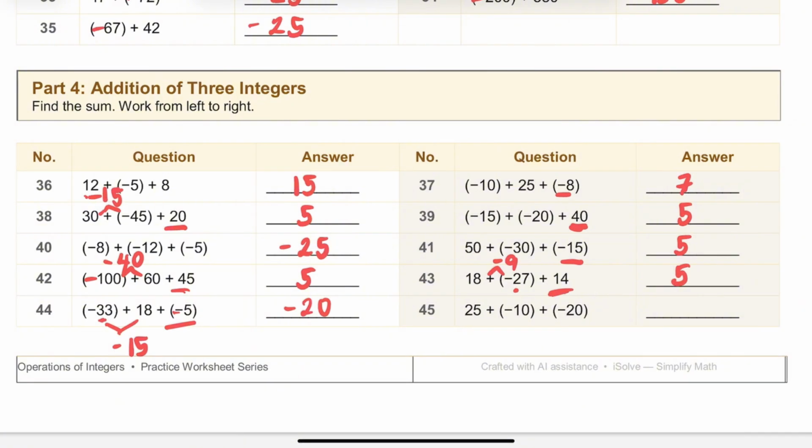Number 45. We have 25 plus negative 10 plus negative 20. In number 45, we're going to minus the first two numbers because they have different signs. 25 minus 10 is 15, and it's going to be positive because the sign of the bigger number is positive. And then 15 plus negative 20, we're going to minus them. It's going to be 20 minus 15, 5 again. And then this time it will be negative because the sign of the bigger absolute value is negative.